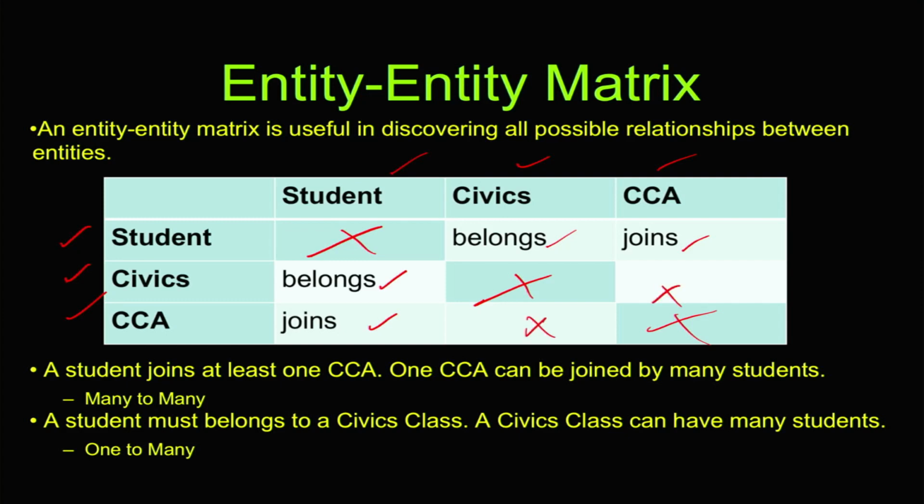So this can help us to identify the relationships involved. Basically, a student joins at least one CCA. One CCA can be joined by many students, so it's a many to many. A student must belong to a civics class. A civics class has many students, so it's a one to many relationship. So this might be useful in helping you to discover the relationships between all the entities.